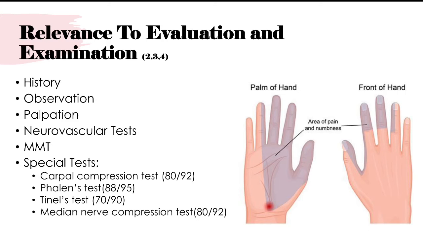Special tests that should be performed to test for the presence of CTS include carpal compression test, which has a sensitivity and specificity of 80-92, Phalen's test, which has a sensitivity and specificity of 88-95, Tinel's test, which has a sensitivity and specificity of 70-90, and lastly, median nerve compression test, which has a sensitivity and specificity of 80-92.